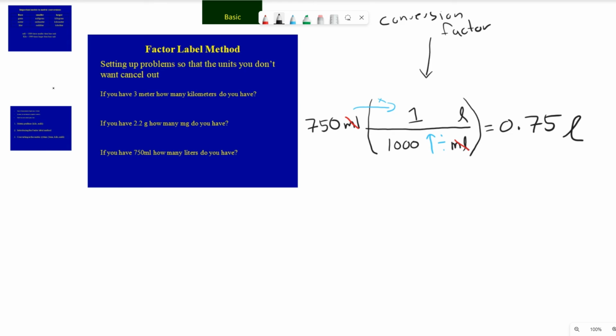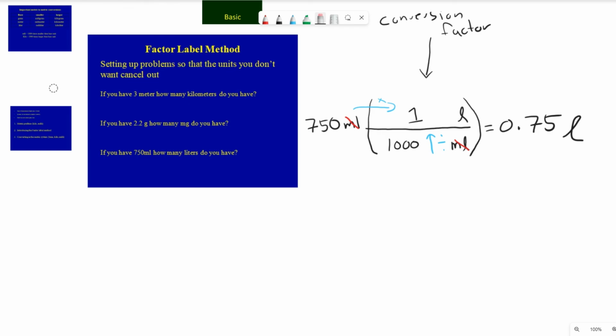And it may not look extremely powerful with these relatively short and simple problems, but as we start getting to problems that are 5, 6, and 7 steps long, you're going to be very happy that you know the factor label method so that you can always get the correct answer and that you don't accidentally multiply something when you're supposed to divide it.